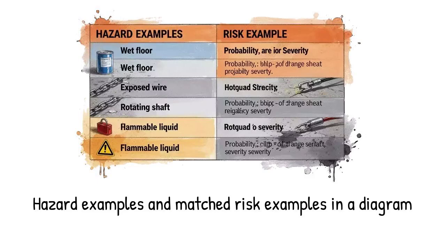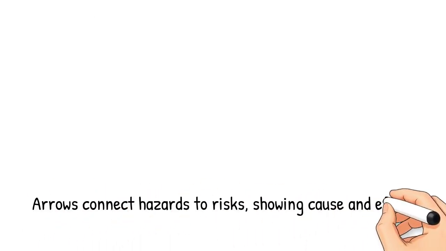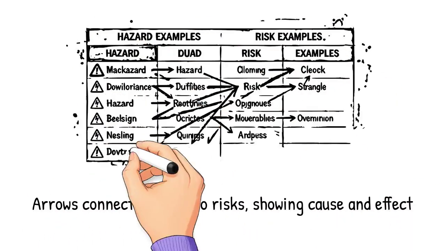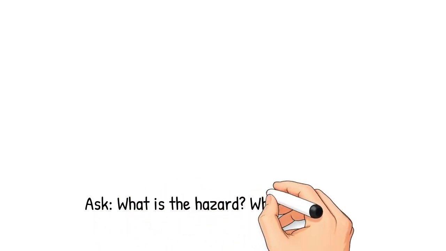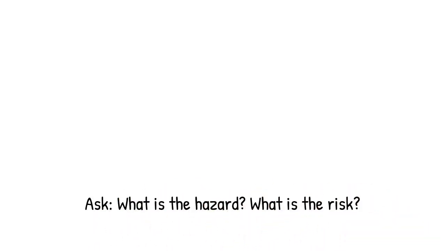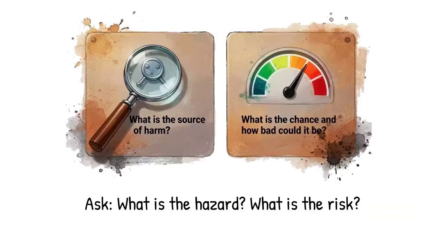Examples. Chance of slip and how serious the injury is. Chance of electric shock and how severe. Chance of entanglement and injury severity. Chance of fire, explosion, and consequences. Use arrows from each hazard example to its corresponding risk example. Whenever you see a question, ask yourself, what is the source of harm? That's the hazard. What is the chance and how bad could it be?